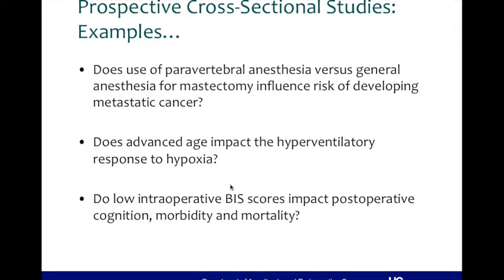Anyway, okay. I have a question. If we do a prospective study or a retrospective study, do we need to have a consent form from the patients?